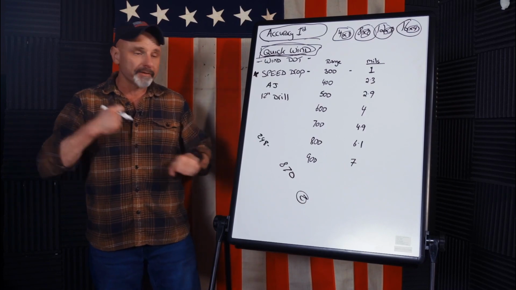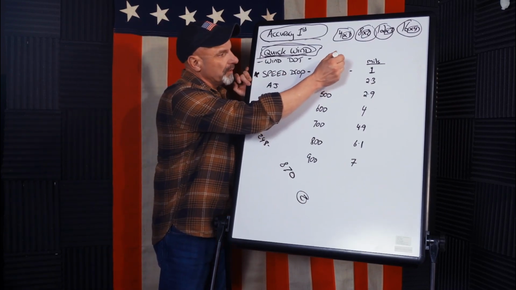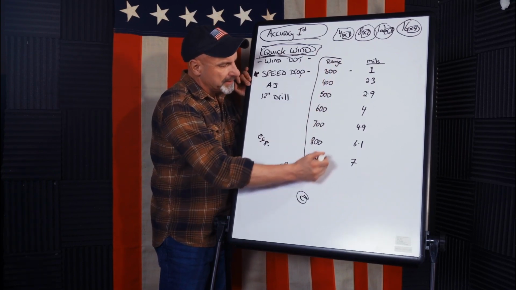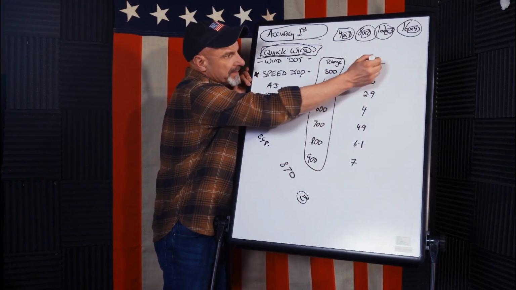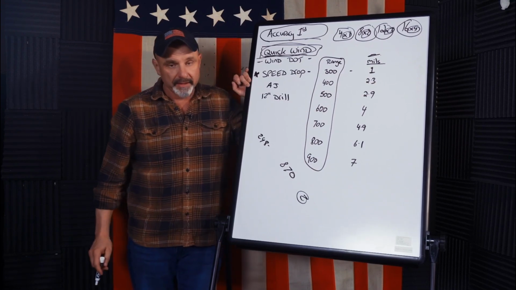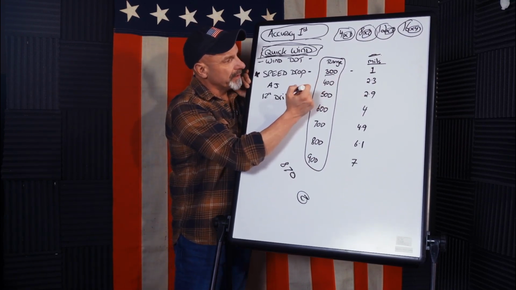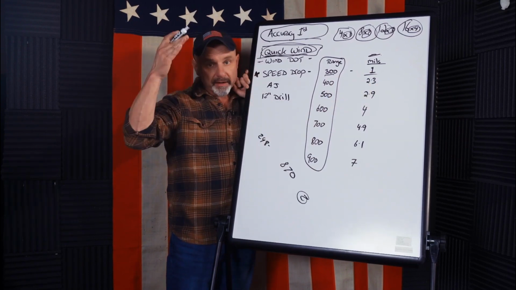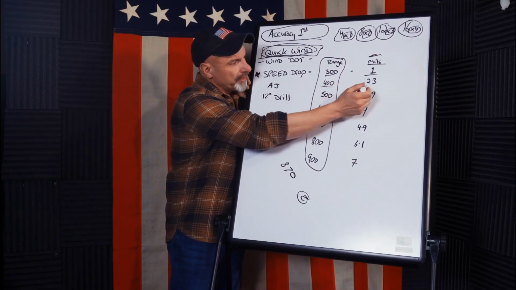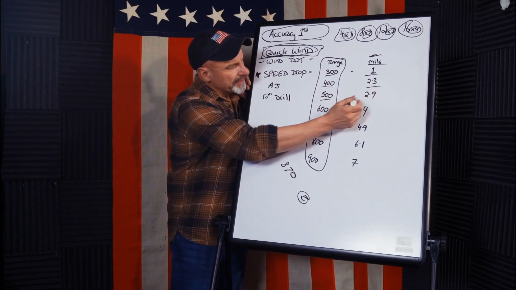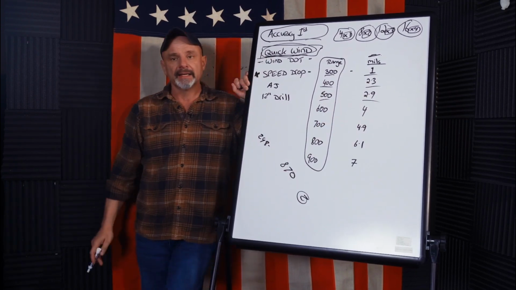And where that number comes from is this. Again, I made these numbers up. This is the range, and this is my hold in mils to take that shot. So if you look at 300 yards, I'm holding 1 mil of elevation. At 400, I'm holding 2.3, at 500, 2. This is just the way my data came out.